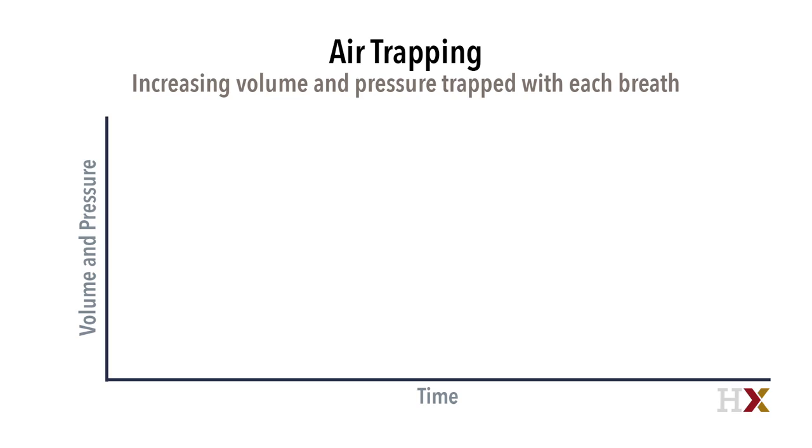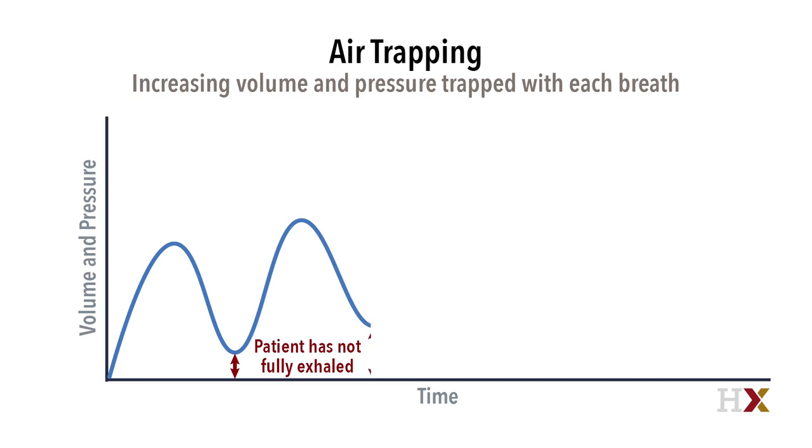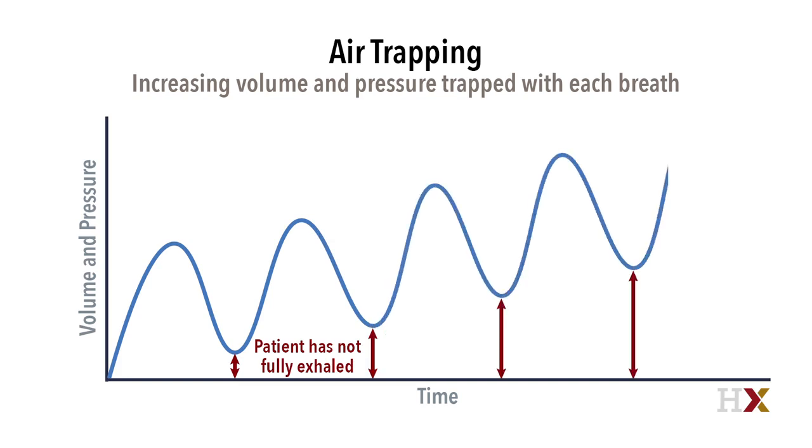Air trapping is a major problem for many patients on the ventilator. The concept behind air trapping is that when a patient is exhaling, they have not fully exhaled when the next breath comes. You can imagine that over time, that pressure and volume will accumulate within the respiratory system and will lead to increasing distension, increasing pressure, and can have significant hemodynamic and respiratory compromise.